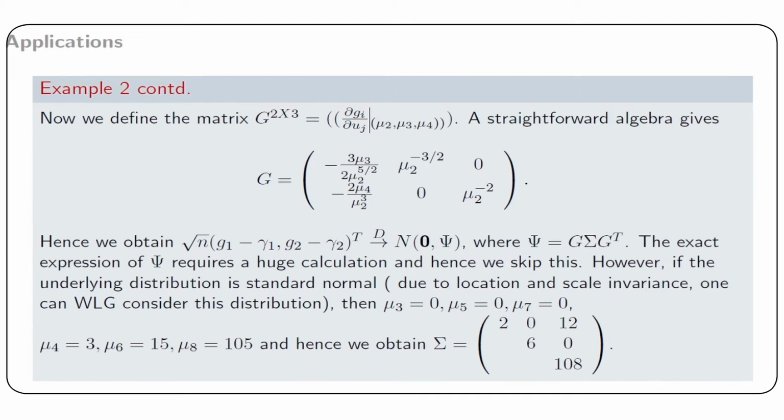However, if the underlying distribution is standard normal, then a tremendous simplification is possible, because in such a case mu3 equal to 0, mu5 equal to 0, mu7 equal to 0, and mu4 equal to 3, mu6 equal to 15, and mu8 equal to 105, and hence we obtain sigma in a very simplified form, which is a matrix with elements 2, 0 and 12 in the first row. Then the second row consists of 0, 6 and 0, and the third row consists of 0, 0 and 108.